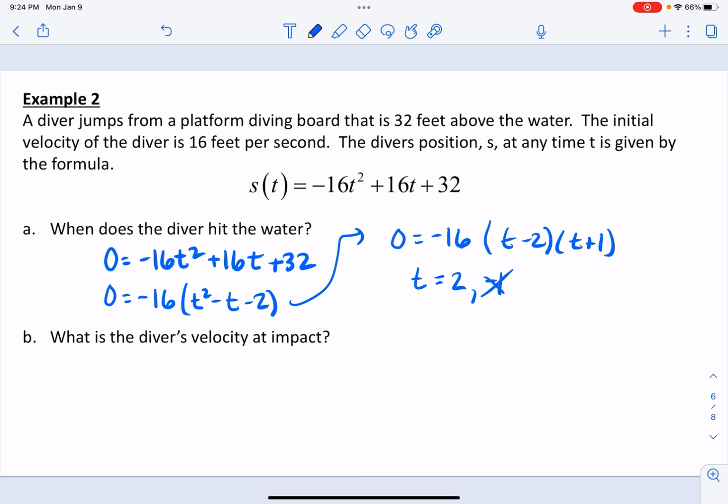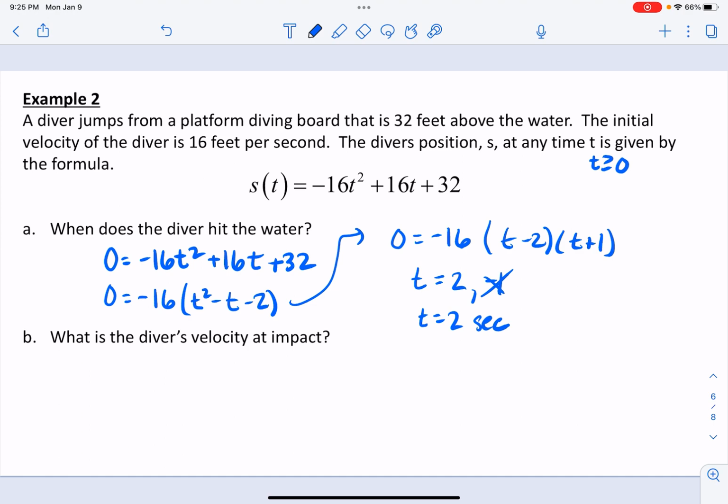Typically, I might put in here any time t, where t is greater than or equal to 0. Just so you know that, I usually have that written in there. I think it's in the next example. So when does the diver hit the water? t equals 2 seconds. I was looking for units.